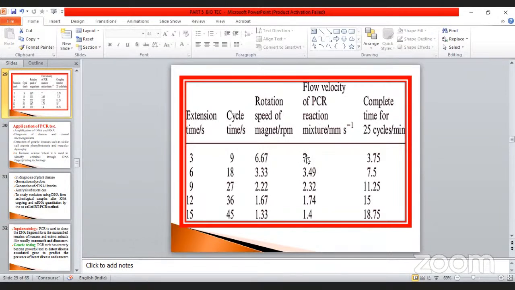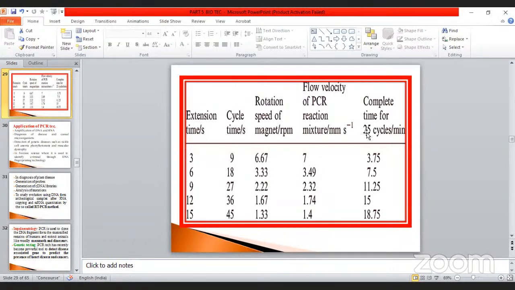It's also already in our, but the PCR tube is there. The tube is also loaded by the DNA molecule. Already we discussed it. Okay, so 3.49, 2.32, 1.7, 1.4, like that. The velocity will depend upon the cycles. Complete time for the 25 cycles.